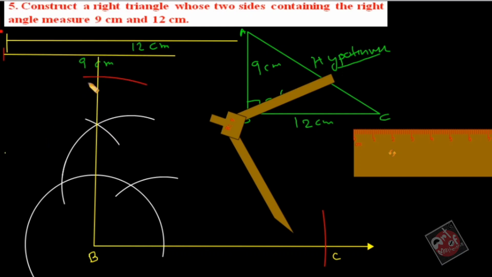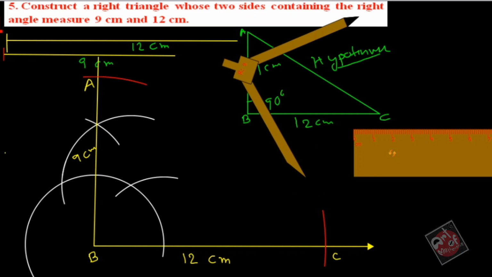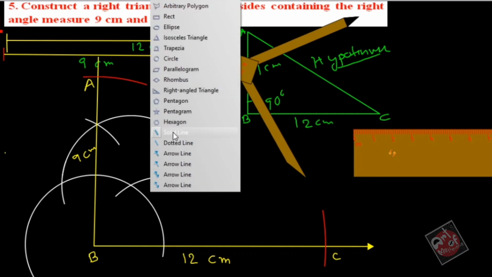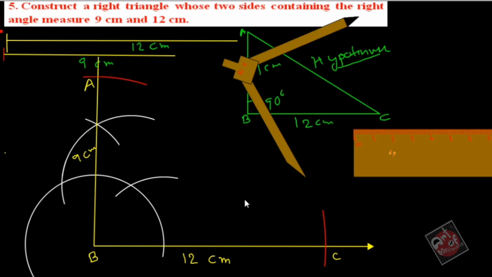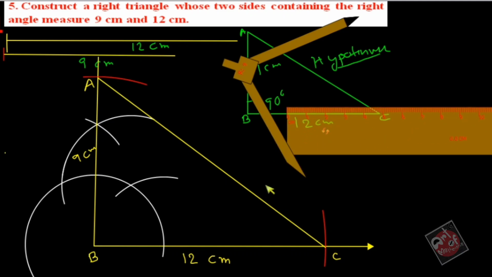Okay, this is A, and that is 9 centimeter, and that one is 12 centimeter. So now if I join A and C, we will get the required triangle. You have to use the scale. I can join them by a solid line directly because it is a digital compass, but for you, I suggest you use the scale and join them. So this is a big triangle, you can see.